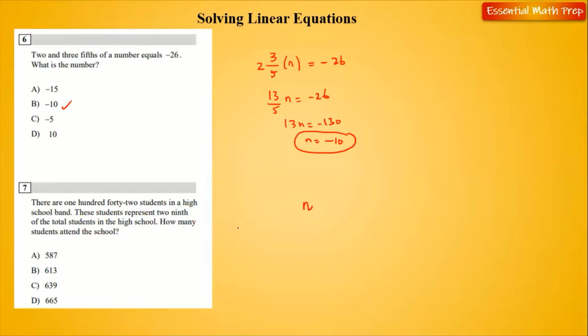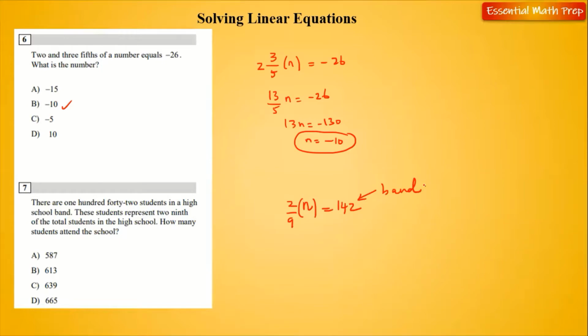So how do you write that into an expression? There are 142 students in a high school band. These students represent 2/9, right? So 2/9 of n equals 142. That's what it translates to, right? We don't know how many students are in high school. We call it n. So 2/9 of n corresponds to 142 students, right? Those are the ones that are in the band.